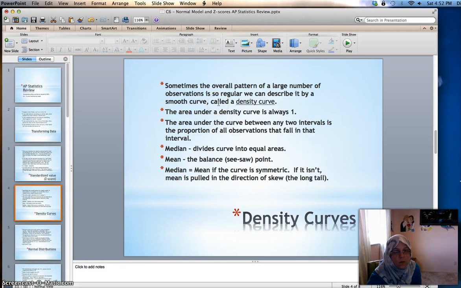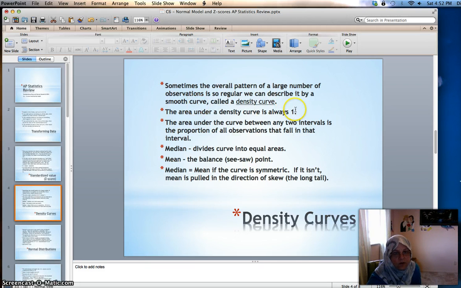Now, if you remember Chapter 6, you know that we use z-scores a lot with something called the normal model. You can use them without it, but if your data do fit a normal model, you can do a lot of extra things like finding areas under the curve. The normal model is one of many types of density curves. Density curves are used when the overall pattern of a large number of observations is so regular that it can be described by a smooth curve.